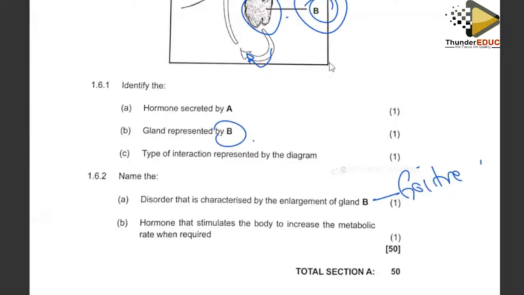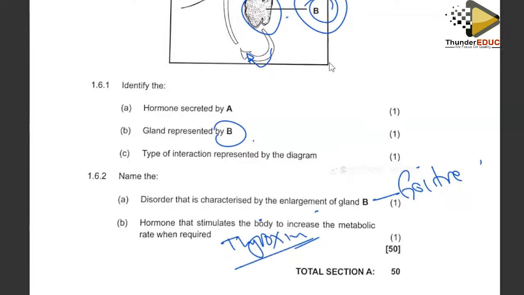The hormone that stimulates the body to increase the metabolic rate is called thyroxine.